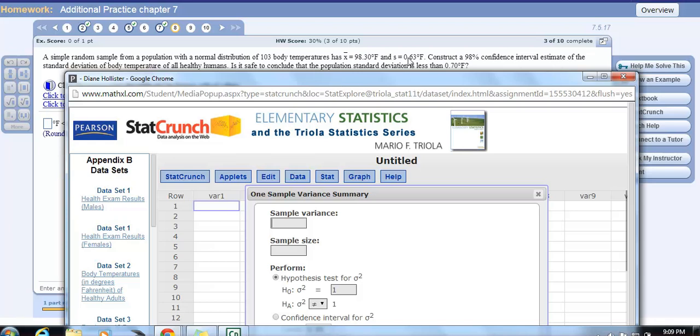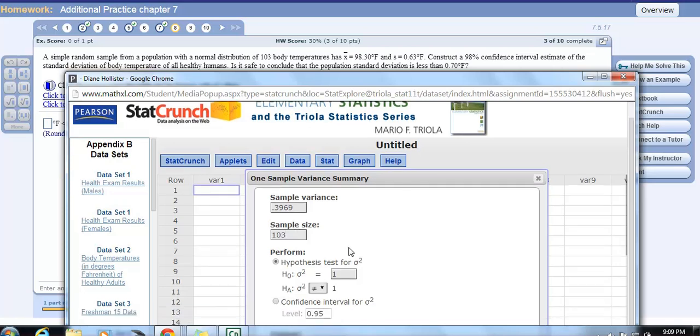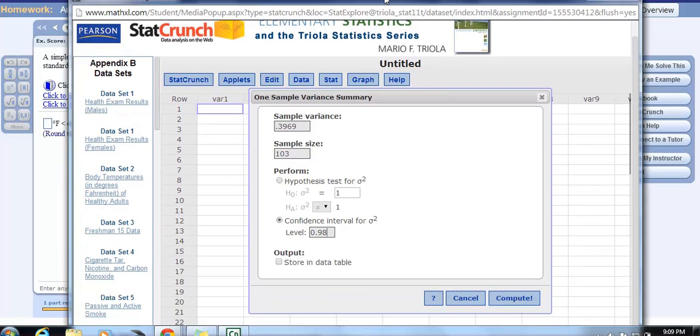To start off with, the sample standard deviation is 0.63, but when we look here, the sample variance is requested. That means you take 0.63 times 0.63, or 0.3969. The sample size is 103, and we wanted a 98% confidence interval. So far, not so bad.